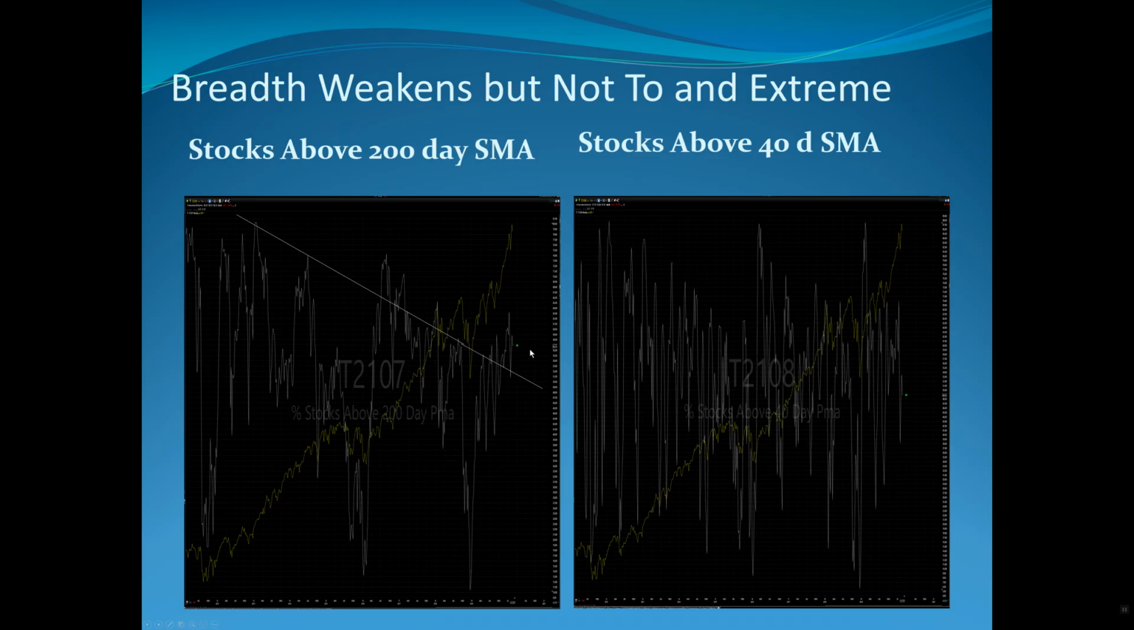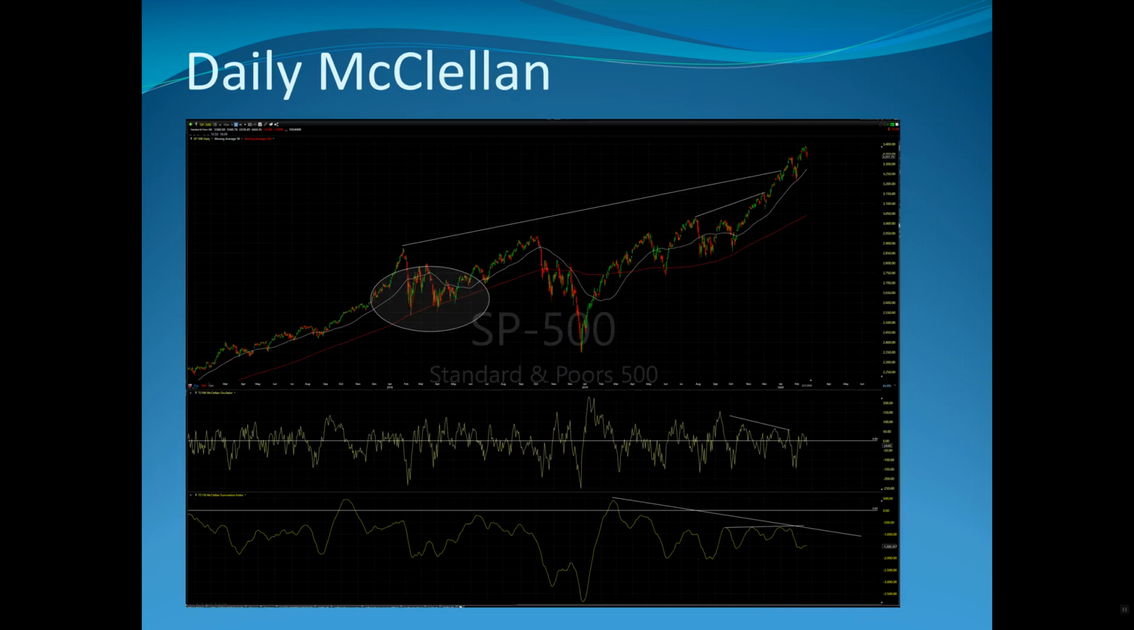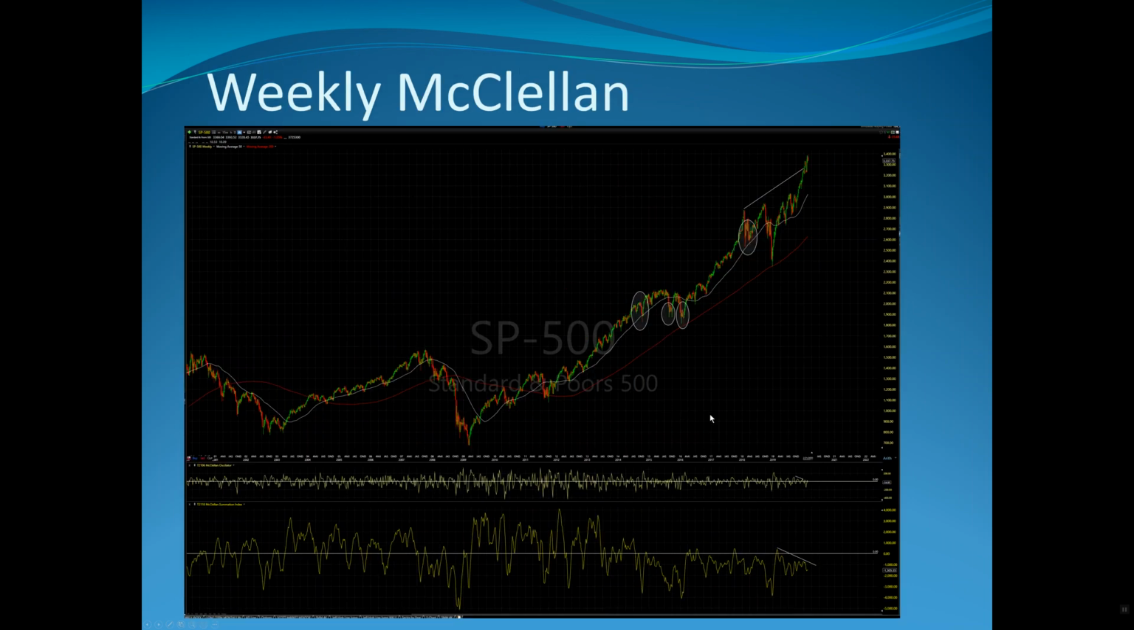Breadth weakened. You can see number of stocks above the 200-day on the left, above the 40-day on the right. Both came down, and are still in the middle of the range on the shorter term. And if I look at the T2121, the 13-week new high, new low, you can see we've come down to a neutral position. We were getting close to overbought, and we undid that this week. On the Daily McClellan, if you want to be bearish, you still have substantial divergences we've not taken out and closed, the divergences that I wrote about back here.